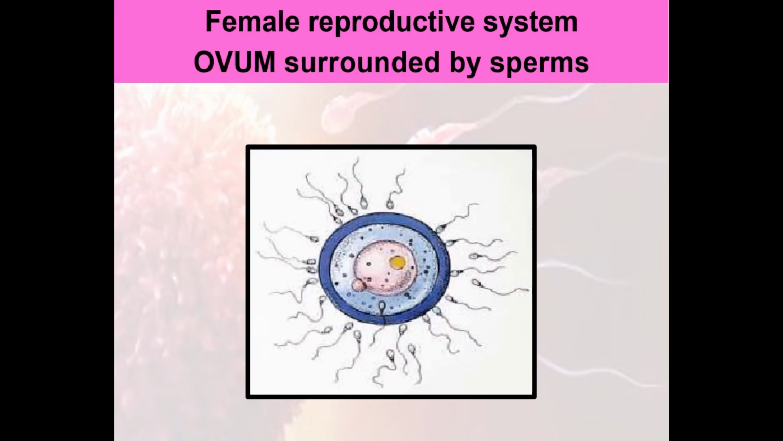During copulation, semen is deposited in the vagina by the male. This semen has millions of sperms. Now these sperms travel through the cervix into the uterus, and from the uterus they enter the fallopian tube.